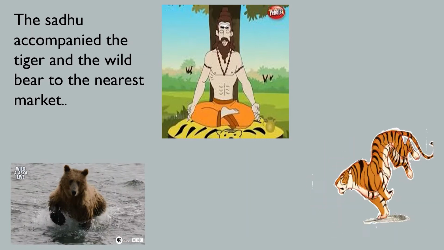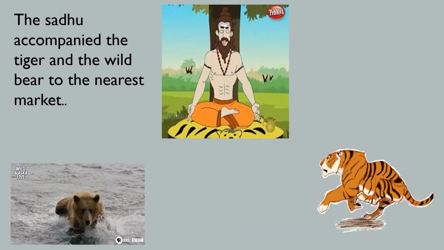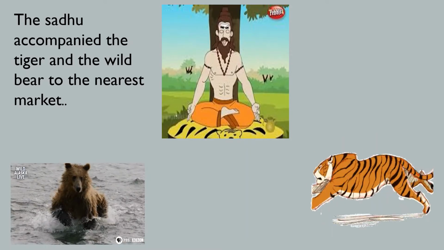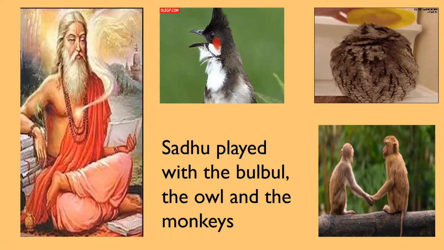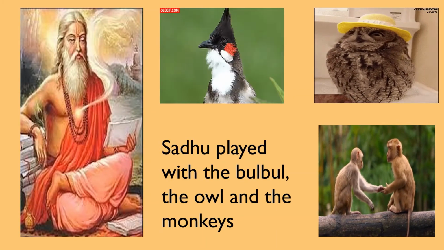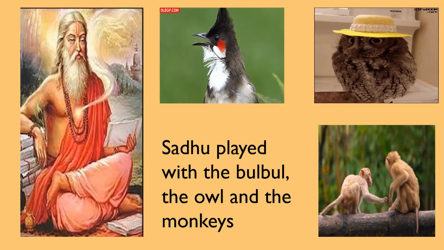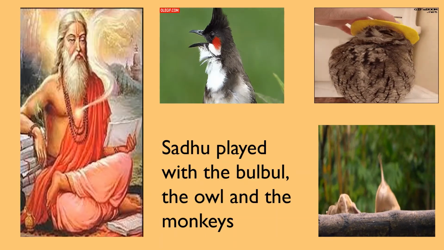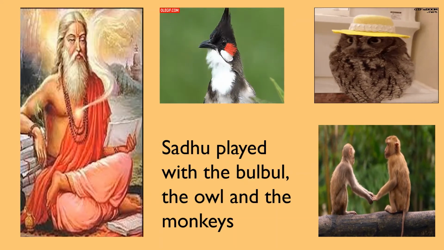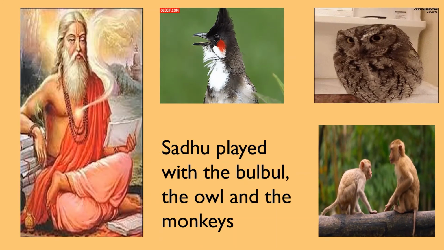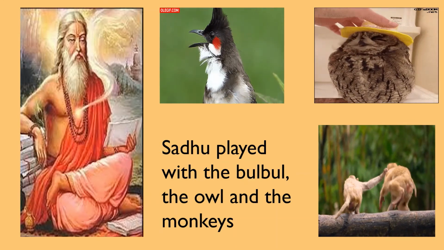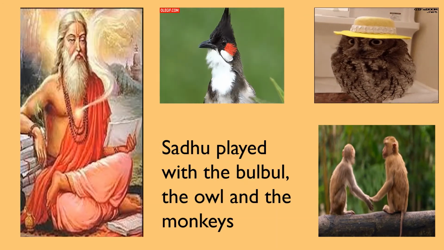And then the sadhu played with the bulbul, the owl and the monkeys. What is a bulbul? A bulbul is a kind of bird which you can see in this clipping. It is a kind of tropical bird. So he played with the bulbul, the owl and also with the monkeys. He's trying to solve all the disputes among the animals and birds.